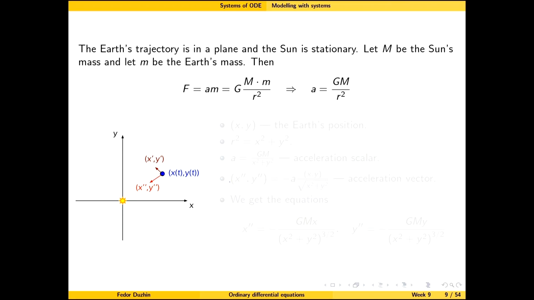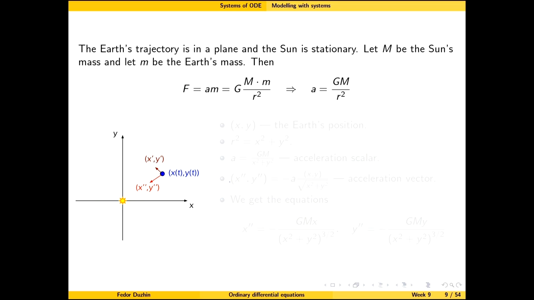Another thing is that, although it seems intuitively clear that the Earth's trajectory lies within a plane, of course the whole thing is in 3D space, but the actual trajectory is within a certain plane. So we're going to describe it by just two variables, x and y.